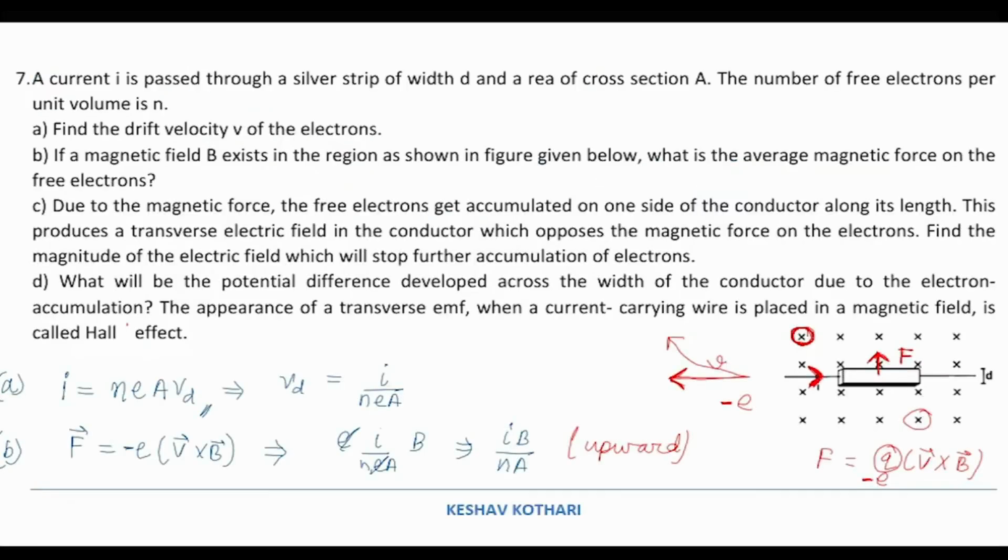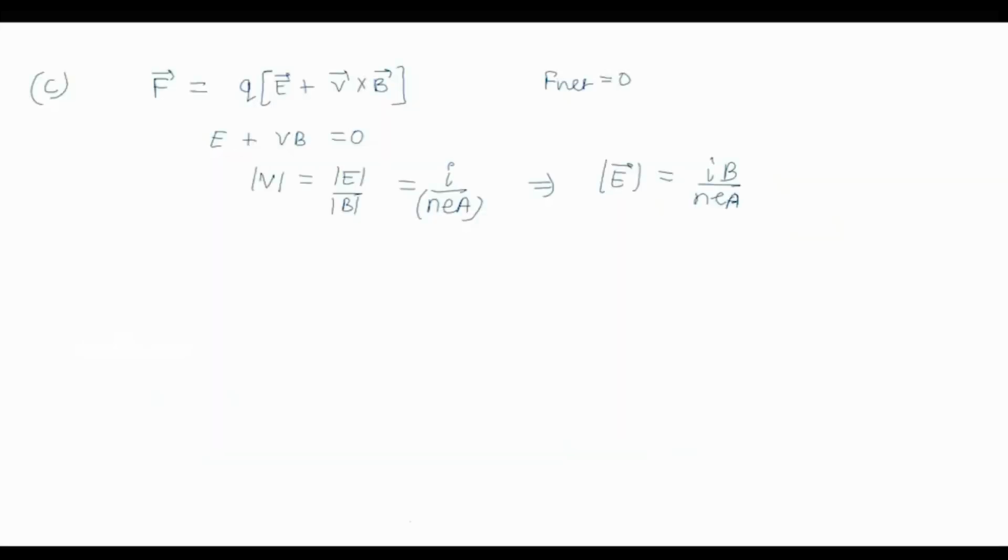In the next part, the question is asking what will be the potential difference developed across the width of the conductor due to the electron accumulation. So now the question is asking us to find the potential difference. We can easily do it once we have the value of the electric field. I can write the potential difference dV is equal to E dot dr, or simply the value multiplied with d. So we can calculate the potential difference simply by using V is equal to Ed. So the potential difference will come out to be IBd upon neA. So this is the required answer for this particular problem.